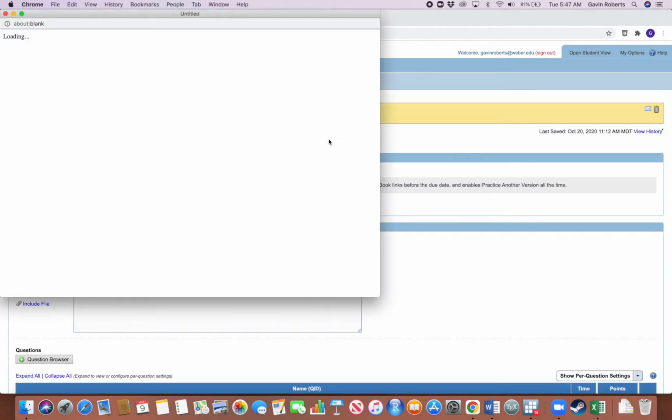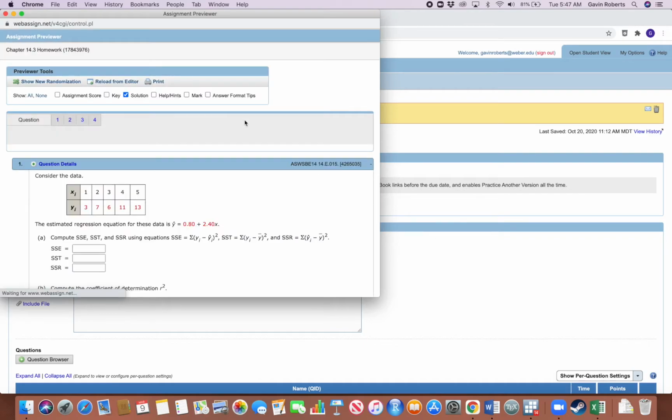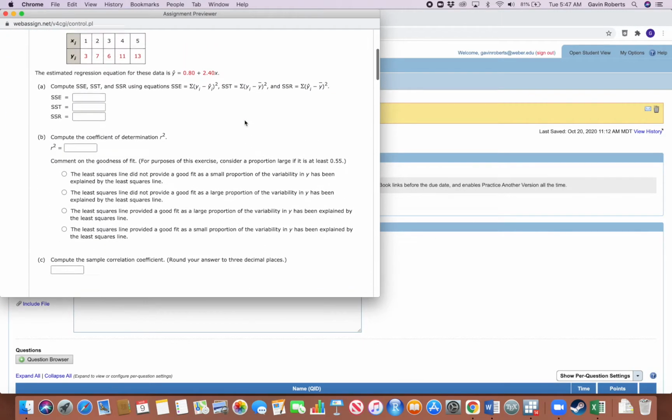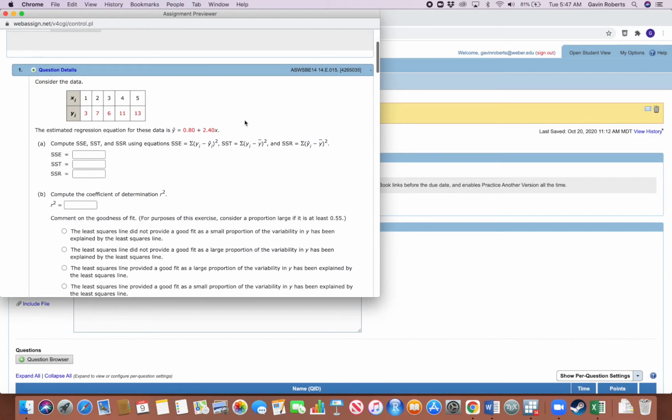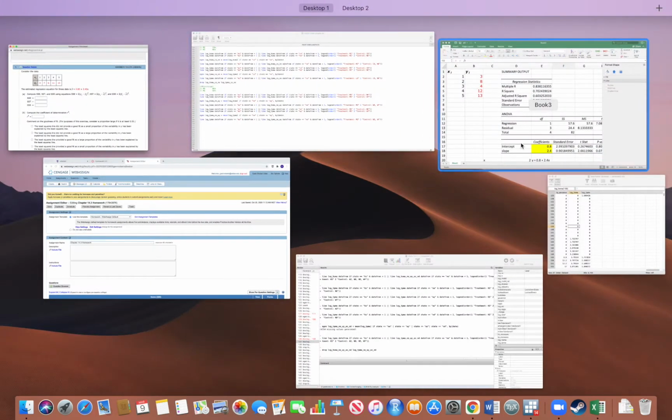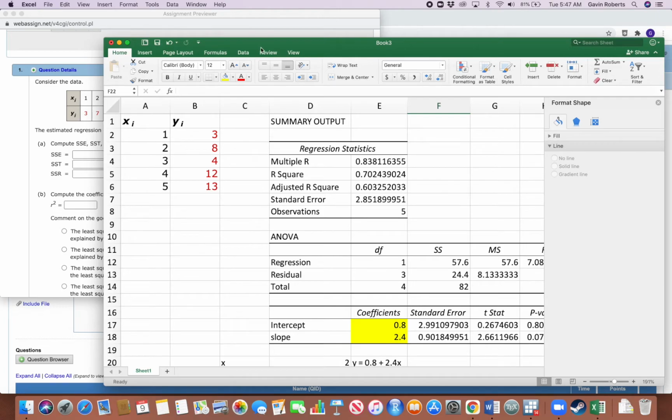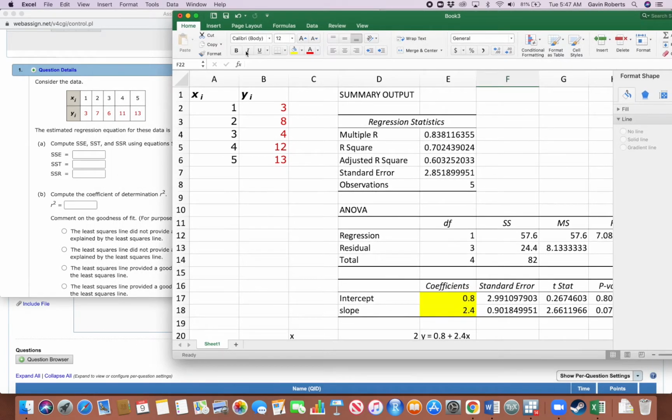So let's take a look at 14.3 really quick. Similar problem right here. Let's just do the first one because all of these are similar. Notice that we actually have the same equation. Let's see, did they give us exactly the same data? Maybe we don't even have to do anything. 1, 2, 3, 4, 5. 1, 2, 3, 4, 5. 3, 7, 6. Oh no, they didn't give us exactly the same data.